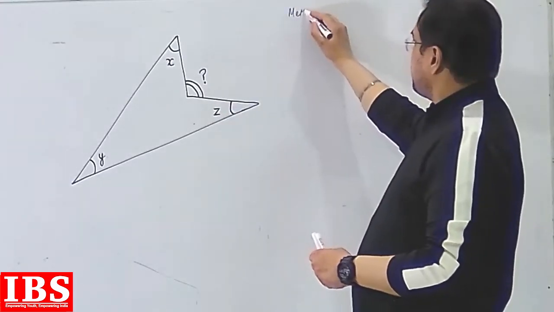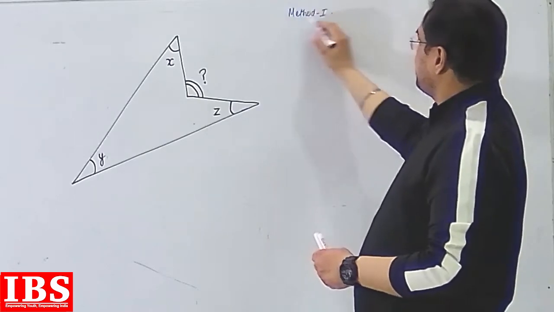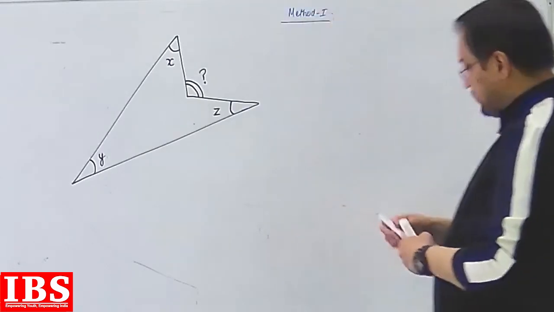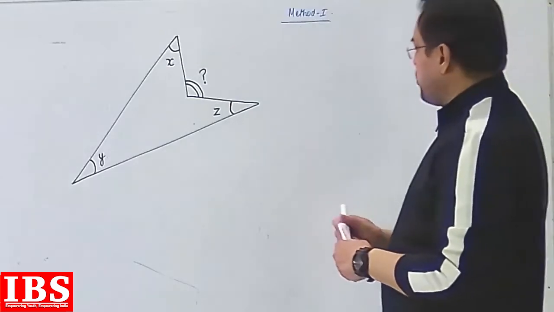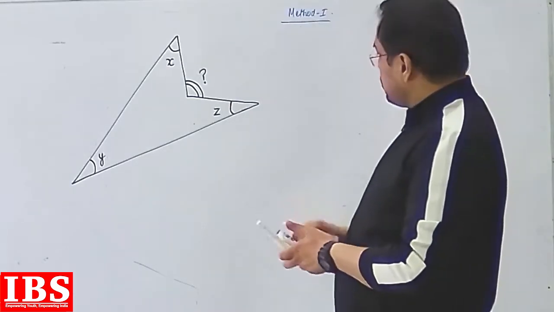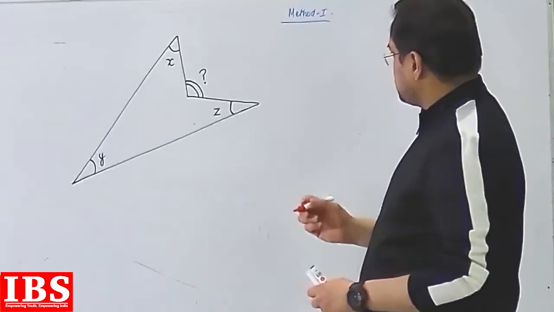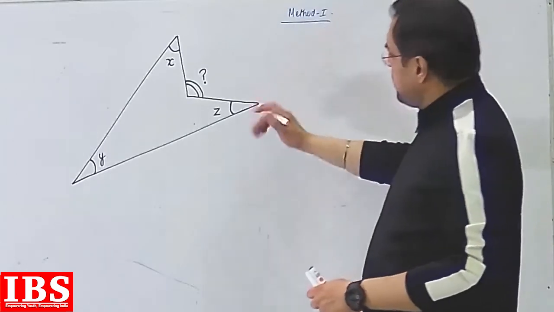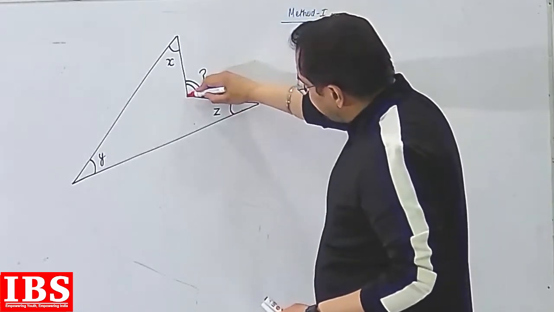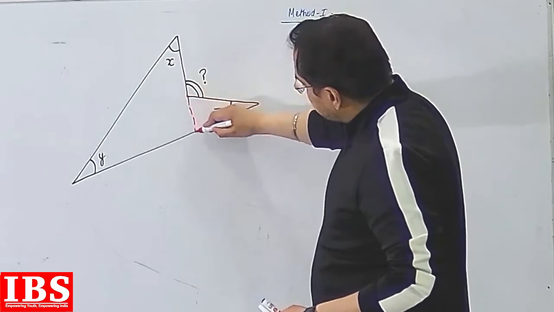So first we will see what is method number one. We solve by method number one. How is it done? Okay, to start analyzing method one, first we need to extrapolate this figure. We need to draw this straight line.